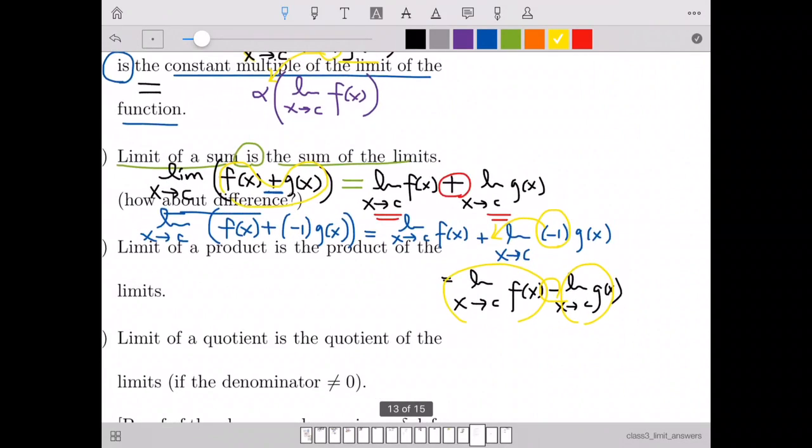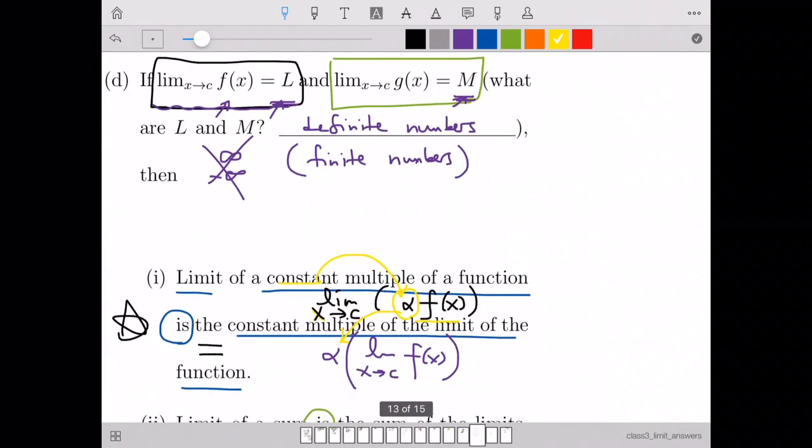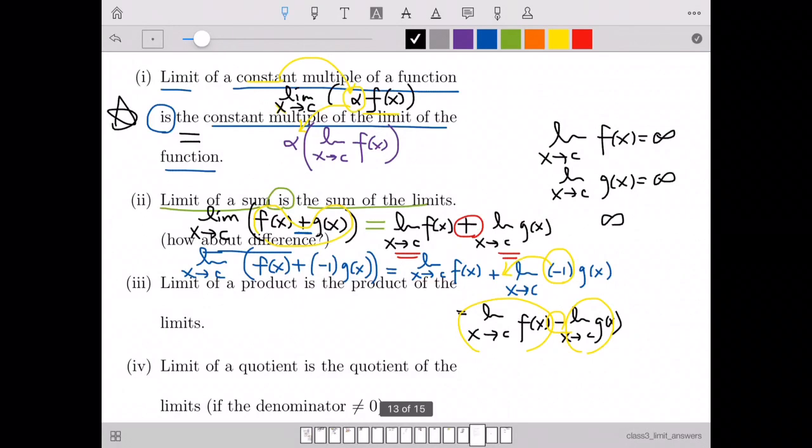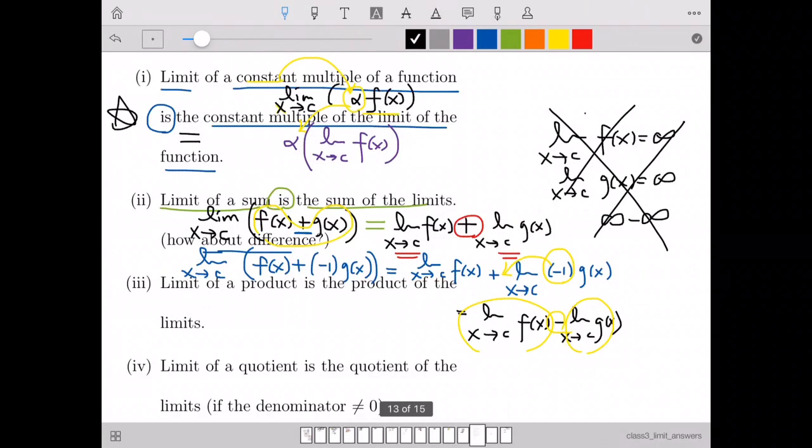Make sure that we can do this when the limits are finite, definite numbers, when L and M are definite numbers. So we cannot say if limit x approaches c of f of x is, for example, infinity, and limit x approaches c of g of x is infinity, you cannot say infinity minus infinity. You cannot apply this law in such cases because infinities are not definite numbers. So all these rules do not apply in those cases.